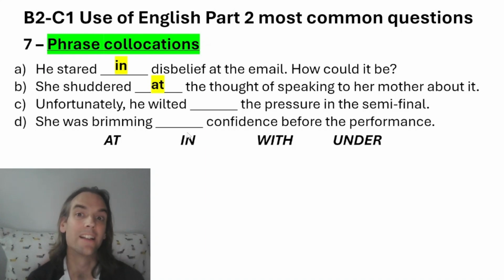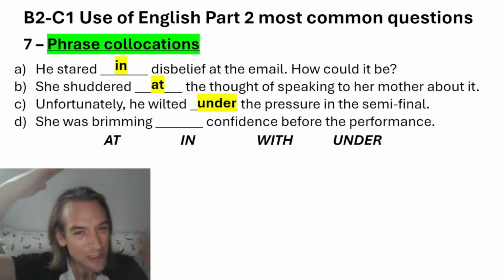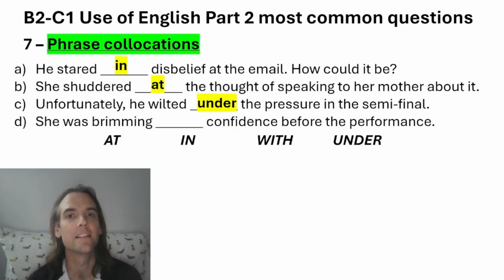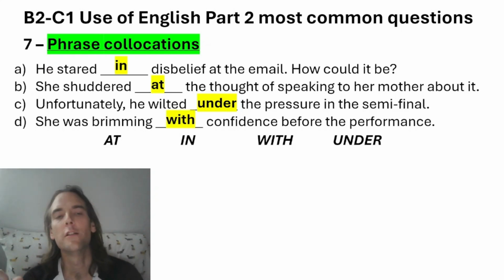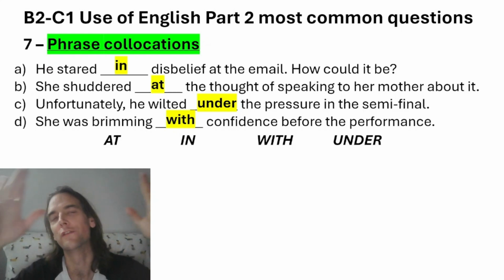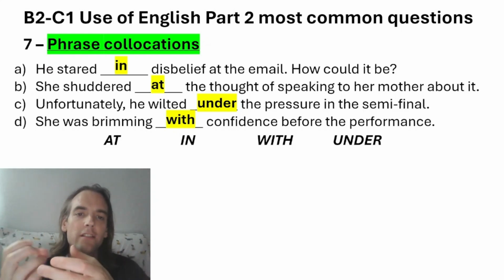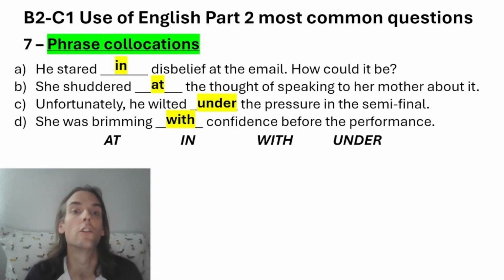B, you shudder at the thought of something. It's just an expression. C, the clue here is pressure, isn't it? Which I'm sure in most languages is you are under pressure, because the pressure is pushing you down and weighing down on you. And D, this is a nice one. You're brimming with confidence. Brimming has a similar meaning to overflowing. You imagine the cup is overflowing with confidence. It's brimming with confidence. You've got lots of confidence. You are brimming with confidence.